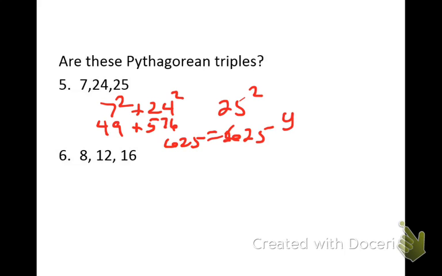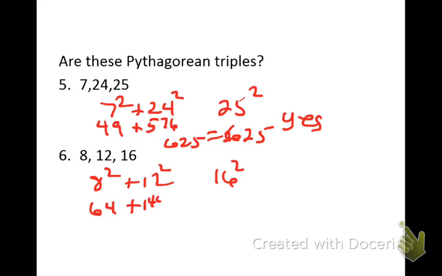8 squared plus 12 squared, does it equal 16 squared? So 8 squared is 64 plus 144. If you add those together, you're going to get, what, 208, I think, and 16 squared is 256. So this would be an example of a no.